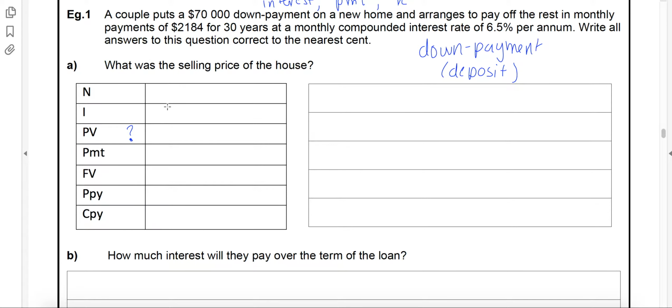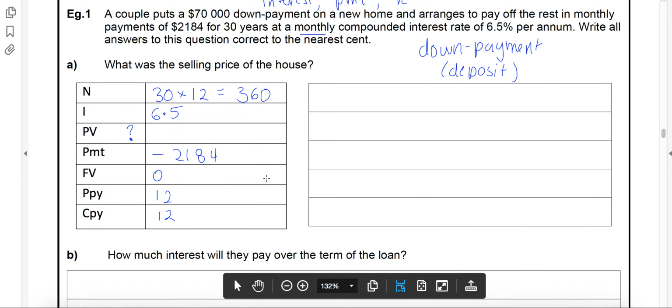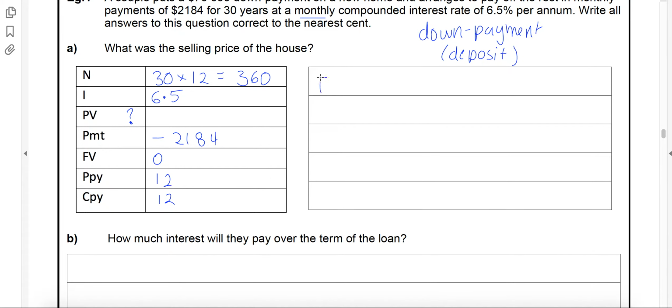What we know is that it's for 30 years and that is compounding monthly. It just says there, monthly compounded rate. So we're looking at 30 years monthly. So 30 by 12, that's going to give us 360. The interest rate, 6.5, we can see that in the question. The payment we can also see as well because it is 2184. Remember, we put that in as negative 2184 since it's being given back to the bank. After these 360 payments, it's paid off, so that will be 12 payments a year, compounding monthly. Now, when we do that, remember what it's going to give us is what they borrowed.